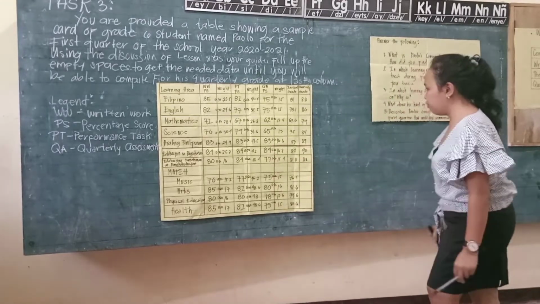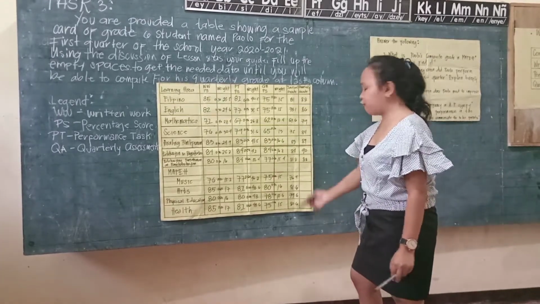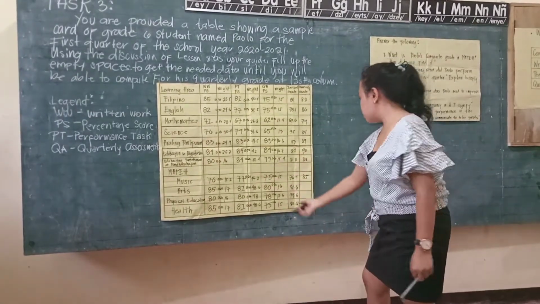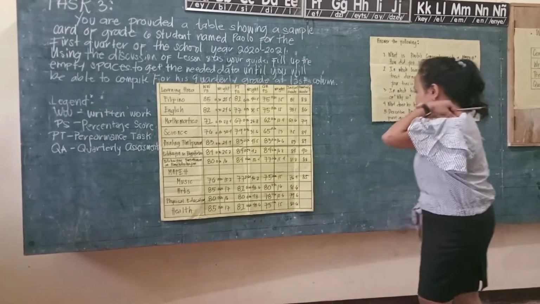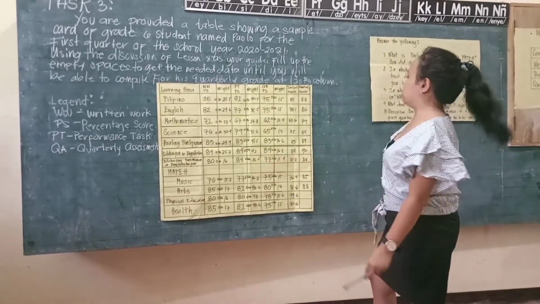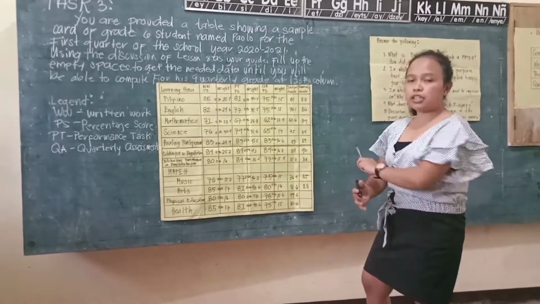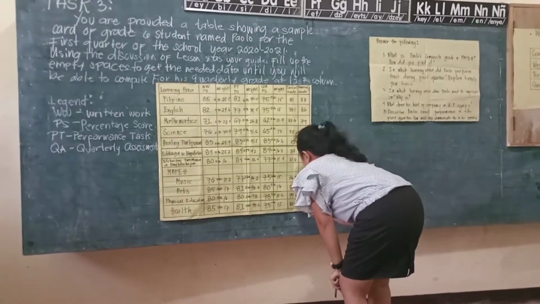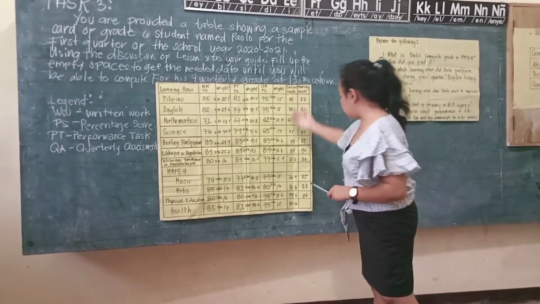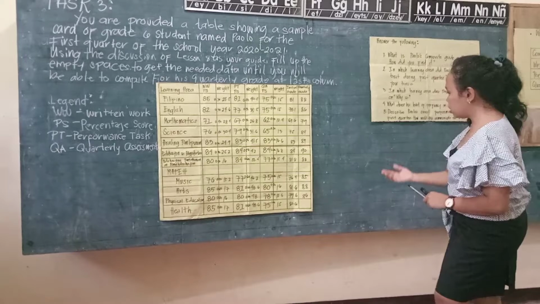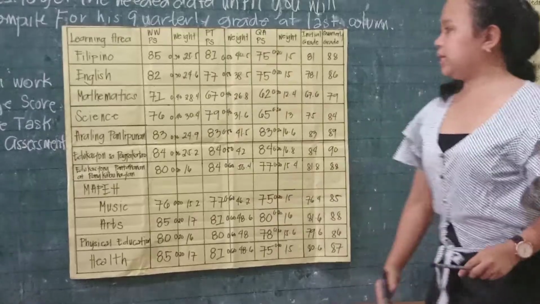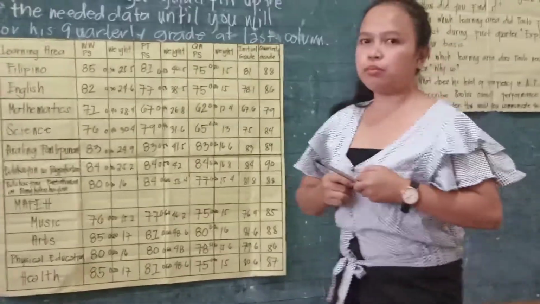And music, we have 76.4, the transmuted grade is 85. Arts, the initial grade is 81.6, the transmuted grade will be 88. And physical education, we have 79.6, the transmuted grade is 86. And lastly, health. We have the initial grade 80.6 and the transmuted grade is 87. Now we have completed our table. Then let's proceed to the questions.